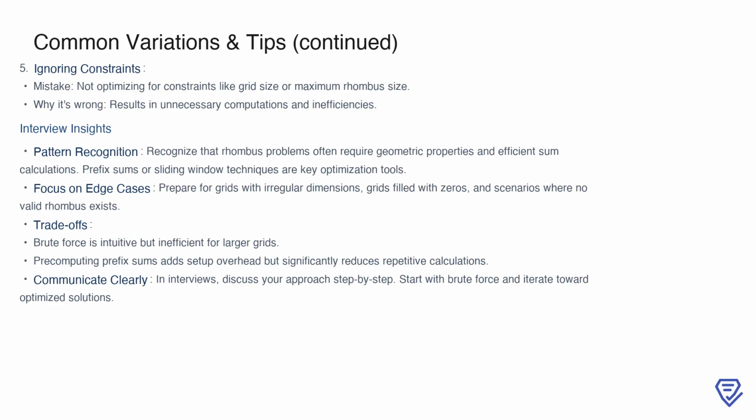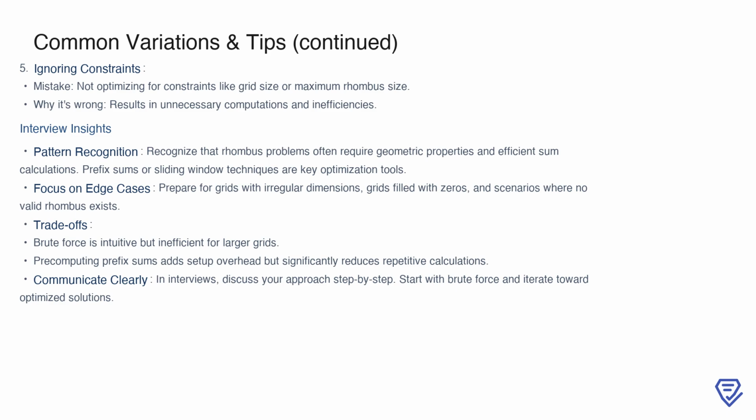From an interview perspective, this type of problem is an excellent opportunity to demonstrate pattern recognition. Rhombus problems often rely on geometric properties and efficient sum calculations, and techniques like prefix sums or sliding windows can be powerful tools for optimization. It's also vital to focus on edge cases such as grids with irregular dimensions, grids filled entirely with zeros, or scenarios where no valid rhombus exists, because these are often used to test the robustness of your solution.